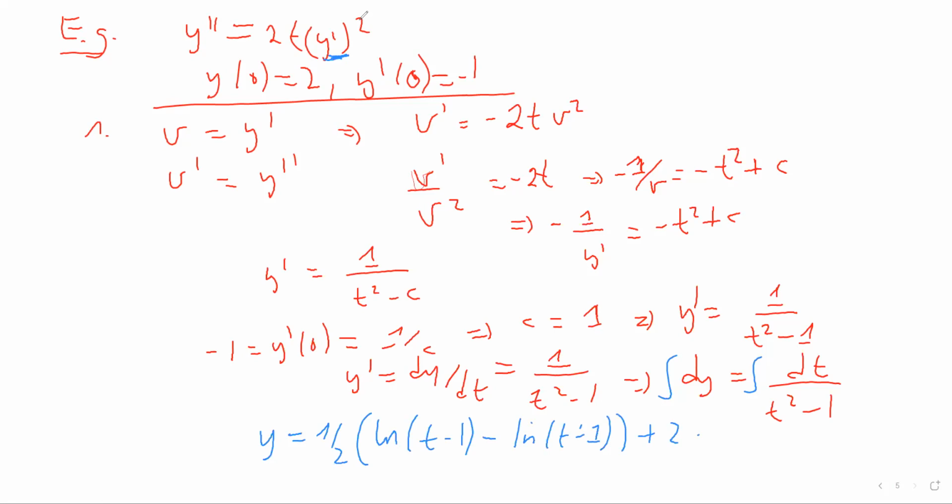Sorry, it should be plus 2, minus and plus, or plus 2. Okay. Then the next one is for case B. Case B is when t was missing. Okay, so when we have y'' is equal to f of y and y'.